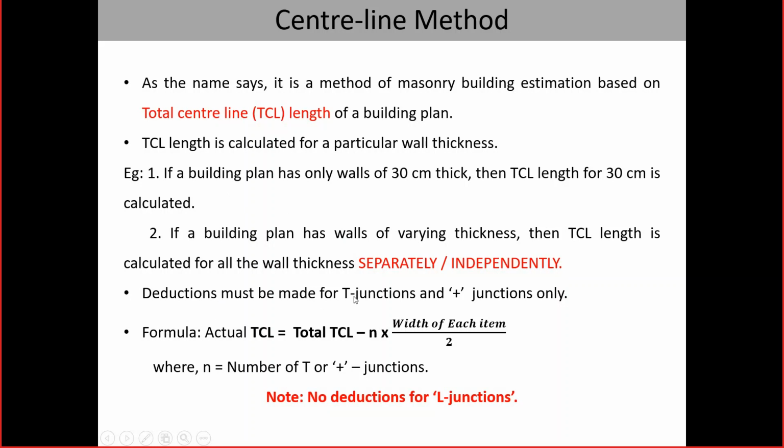So deductions must be made for T junctions and plus junctions. This is very important in the center line method, right? So what are junctions? Why do we have to do the deductions? I'll explain to you in detail. So the formula to calculate the actual total center line length is: the total center line length, whatever I have calculated, minus n into width of each item divided by 2, where n is the number of T or plus junctions.